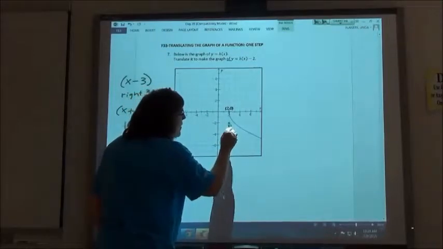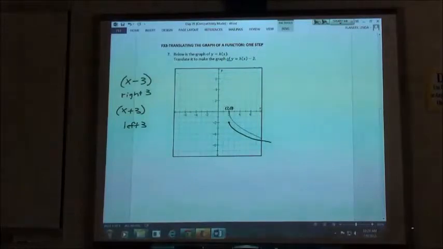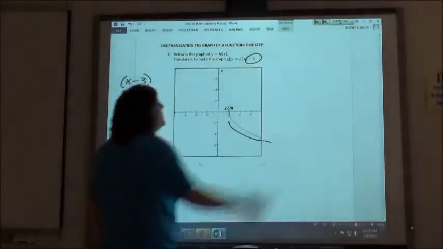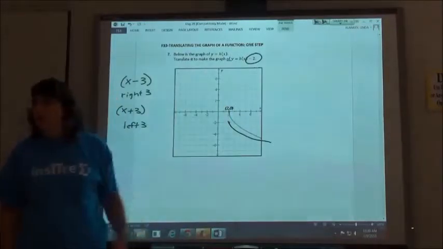It's going to be here, and it's going to look something sort of like that. Close enough. So the minus 2 on the end just moves my graph down 2. I'm just going to take the part that's marked, pull it straight down 2, and drop it there.